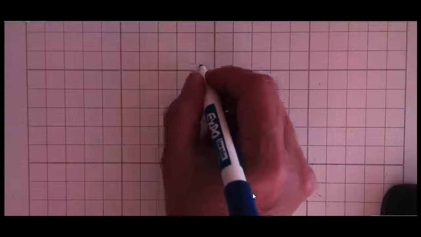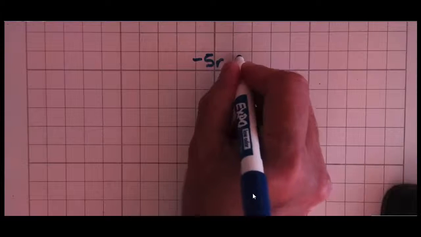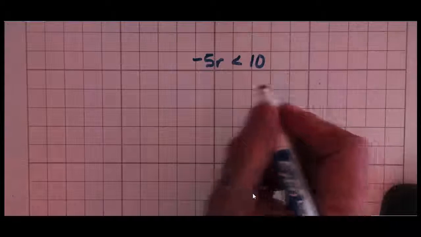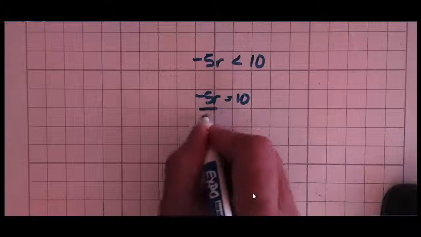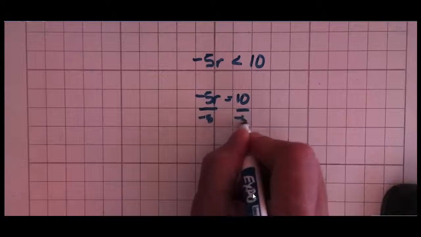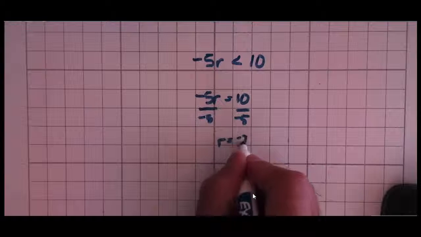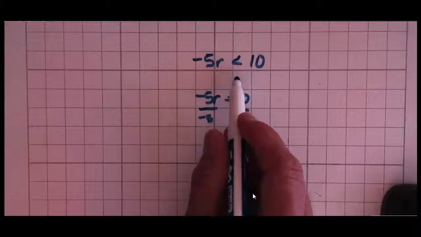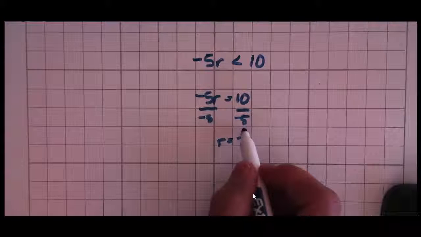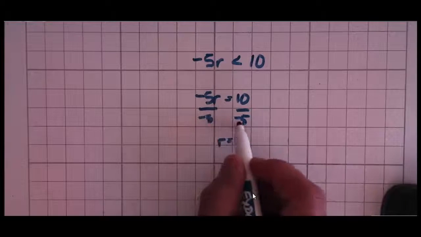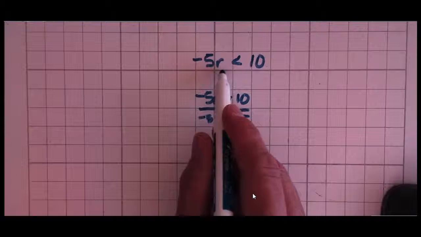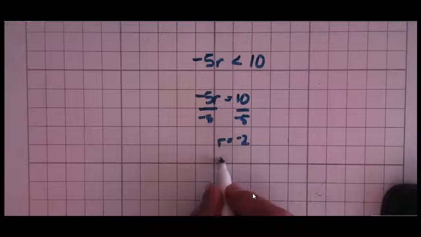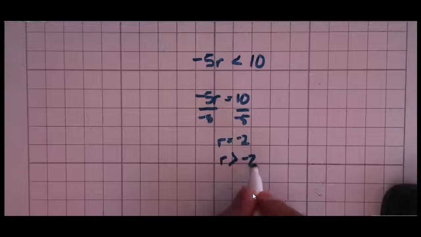Let's do another problem. Negative 5r is less than 10. Again, pretend like it's an equal sign. Negative 5r equals 10. Divide both sides by negative 5, and I get r equals negative 2. But before I can go back and put my inequality in, I have to ask myself, did I multiply or divide by a negative number? And right here I divided by a negative number. So instead of this opening to the right being negative 5r is less than 10, I'm going to flip the direction of the inequality. So it becomes r is greater than negative 2.